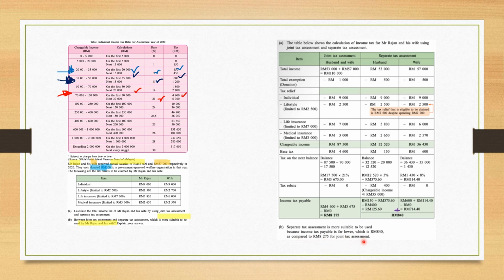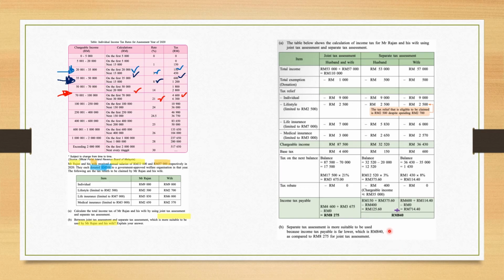In most scenarios in real life, when you use joint tax assessment, your final income tax payable amount will usually be larger than with separate tax assessment. So in most households, people will usually opt for separate tax assessment for both husband and wife, since you have to pay a smaller figure compared to the joint tax assessment figure. It's just a real life fact for you as well.